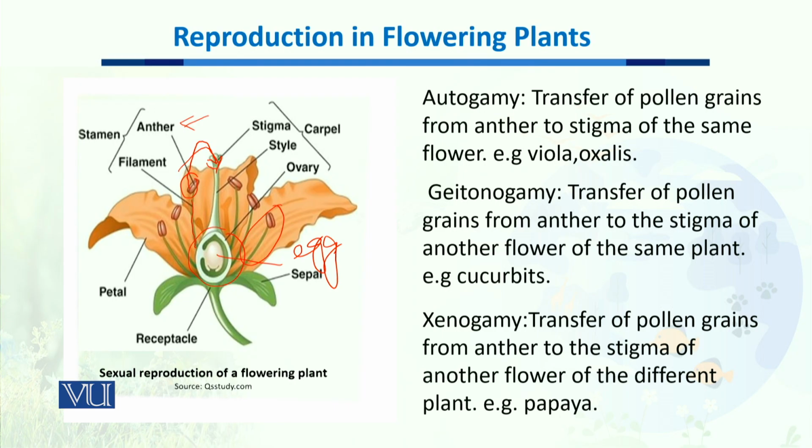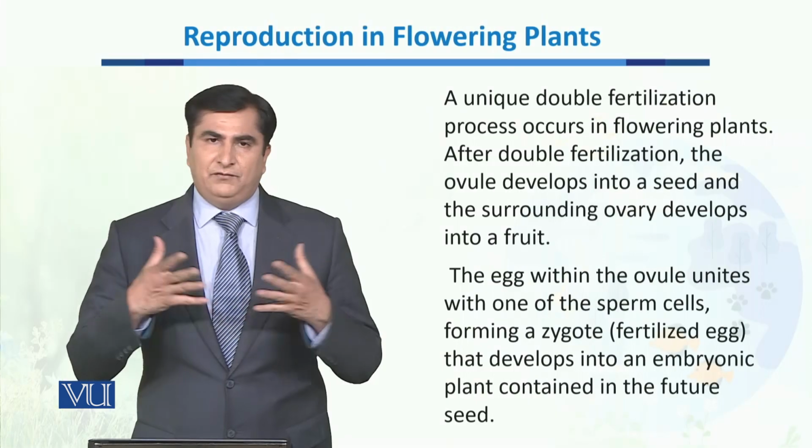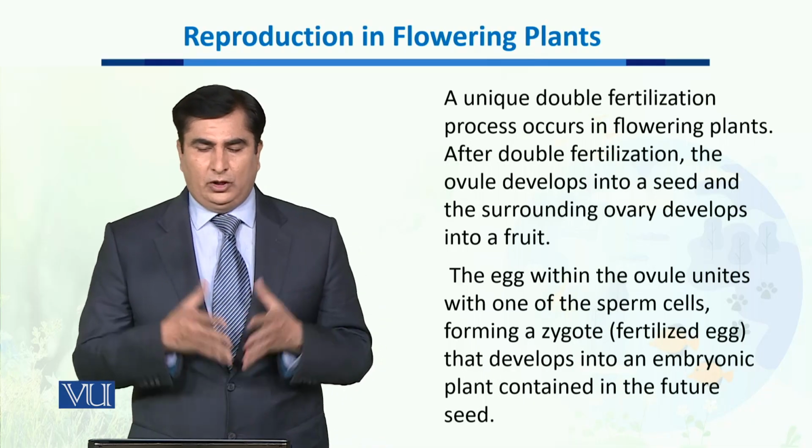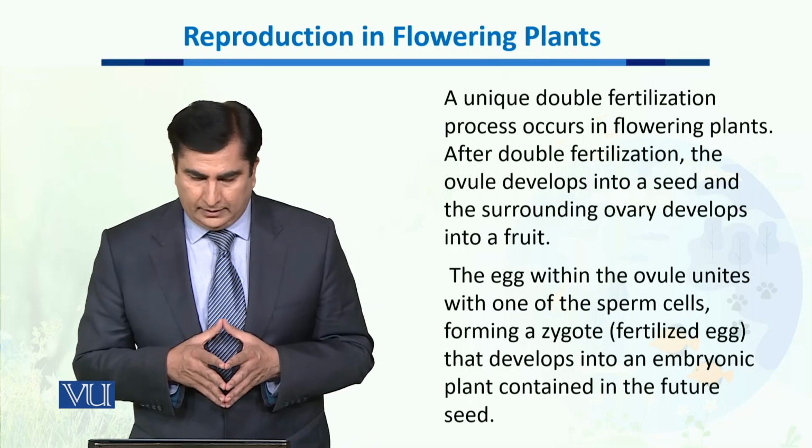Now, when we talk about xenogamy, in xenogamy the transfer of pollen grains from the anther to the stigma of another flower of a different plant, but of the same species, takes place. For example, the papaya tree. The papaya tree always has cross pollination. Now, after this pollination, a unique double fertilization process takes place in these flowering plants.